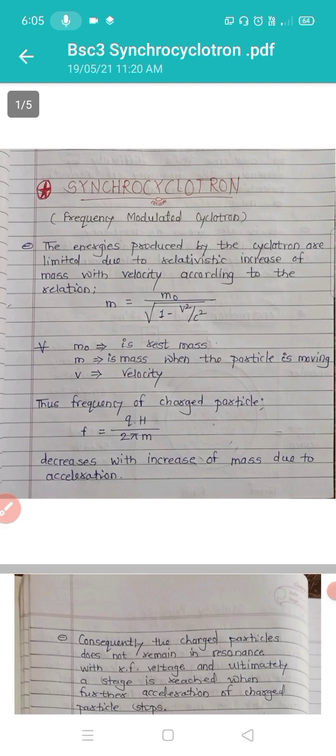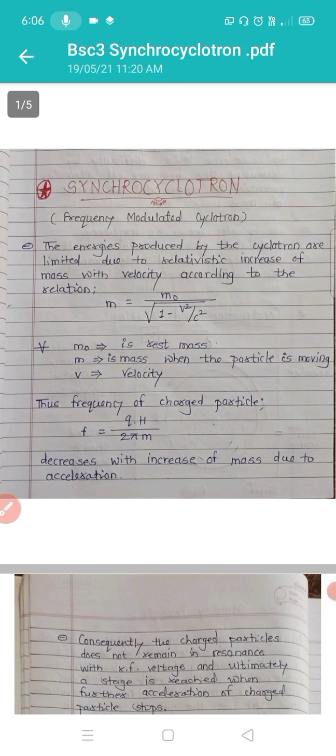In this, the frequency of the charged particle decreases with the increase of mass. Consequently, the charged particles do not remain in resonance condition, and ultimately the particle stops after a few revolutions. The synchrocyclotron was developed in 1945 to overcome this difficulty by decreasing the frequency of the alternating potential to compensate for the increase of mass. Then what is a synchrocyclotron?